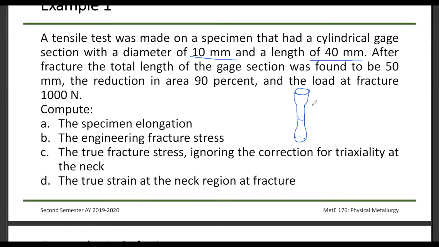Usually the length is measured from the fat part of the dog bone, not including the grips. So usually, that is what is measured. And when you use an extensometer, they only measure up to there, no? Okay? So after fracture, that is, after rupture, no? In the stress-strain diagram, after it reaches this point, the total gauge section was found to be 50 millimeters.